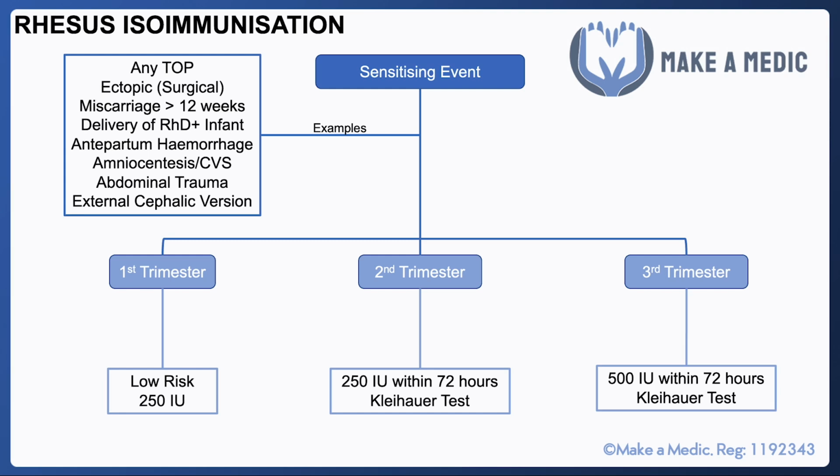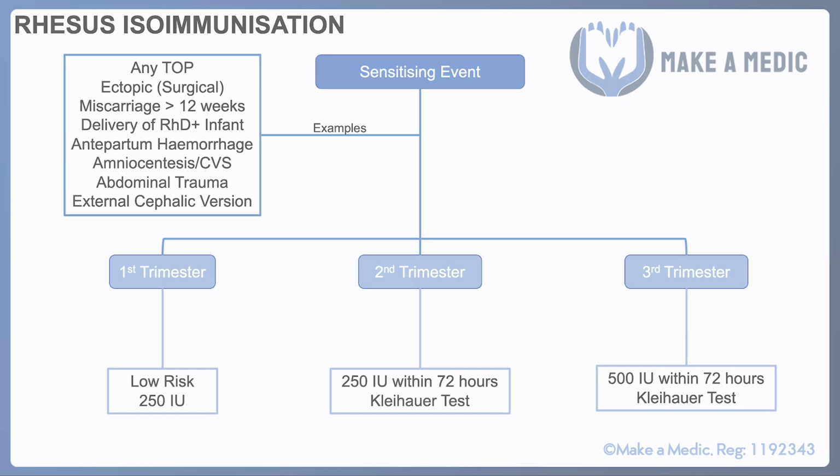on top of the 250 units. In the third trimester, because the baby has considerably more blood than they did earlier on, 500 units should be given in the first 72 hours and a Kleihauer test again should be performed.